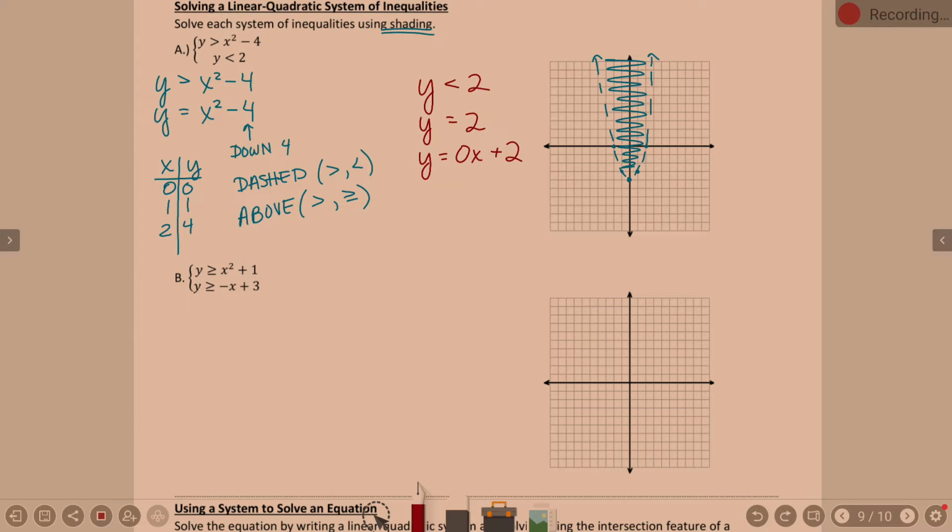And I don't know if it would help or if it's more confusing, but you could also think of this as 0x plus 2, right? But the key is if it's y equals a number, it touches the y-axis at that point, so it's going to touch the y-axis at 2. And then draw a horizontal line, because it's every place that y is 2. So at 1, 2, at 2, 2, all of those places. Now I'm going to pause before I draw my horizontal line, because we didn't talk about what type of horizontal line to draw. Okay, it is a less than symbol. It is not equal to, so it is a dotted or dashed line.